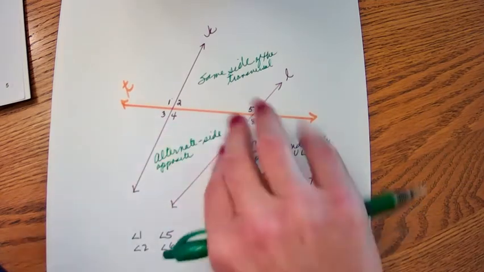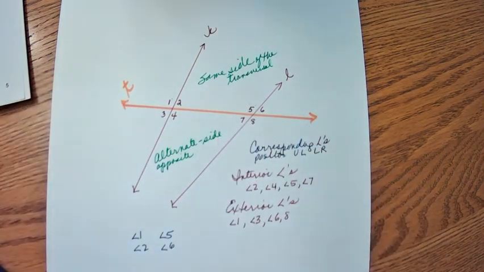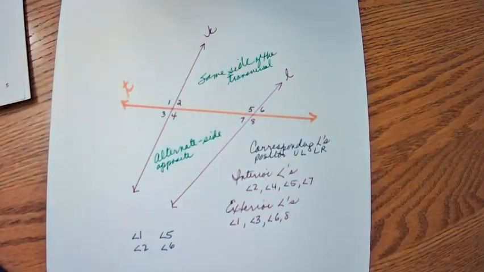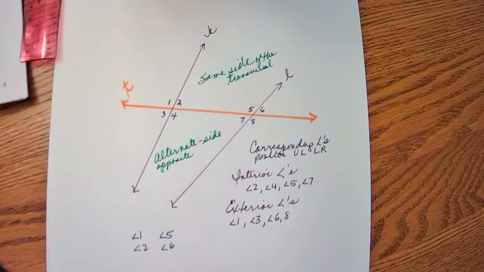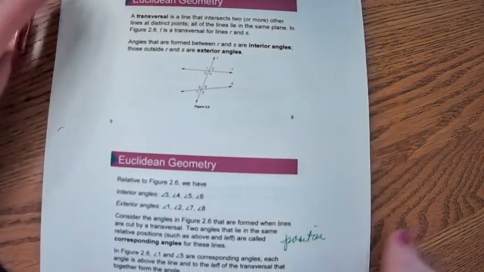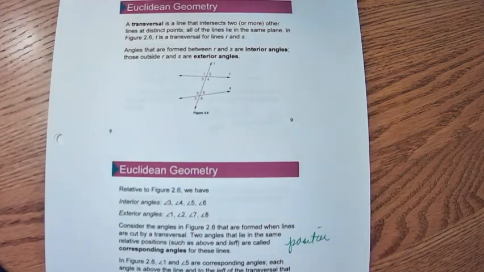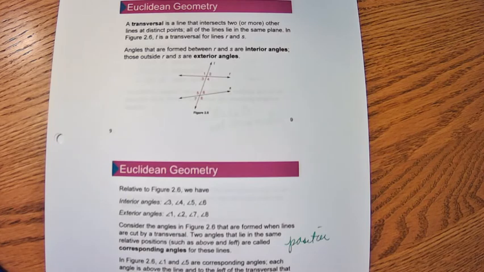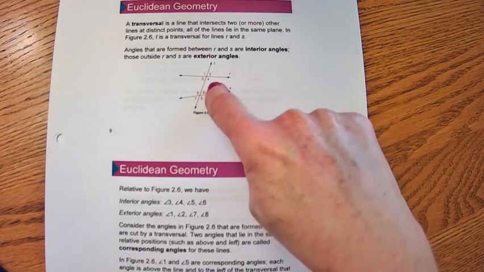We've got interior, exterior, corresponding based on position, whether they're on the same side of the transversal or whether they're on opposite sides of the transversal. And we're going to have a lot of different theorems and several different calculations regarding the relationship between these 8 angles that get created when you intersect 2 or more lines with another line called a transversal.